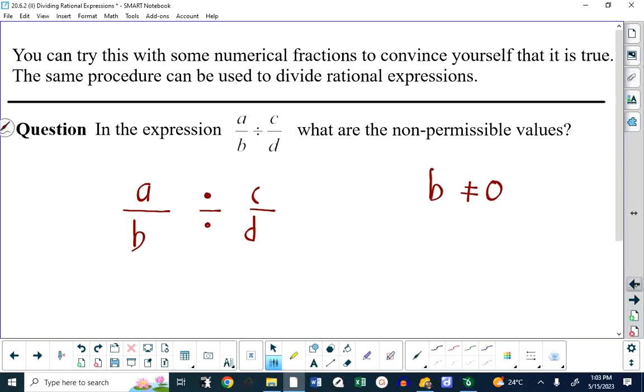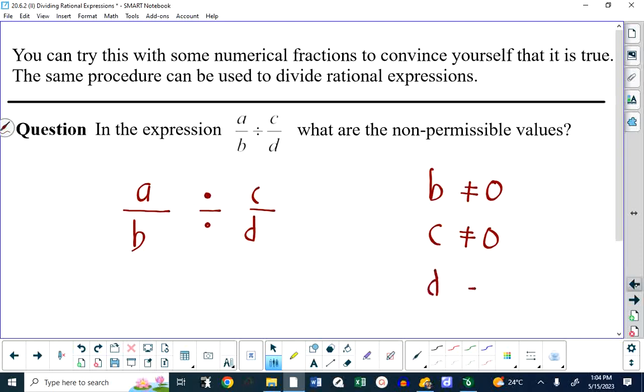That's correct. I'm not going to ask you why just yet, because when I do ask you why, I'm going to have a condition on what your answer has to be. Okay. By the way, how many of you see that C cannot be 0? Okay. Are there any other non-permissible values? The other one is D. D is not allowed to be 0.